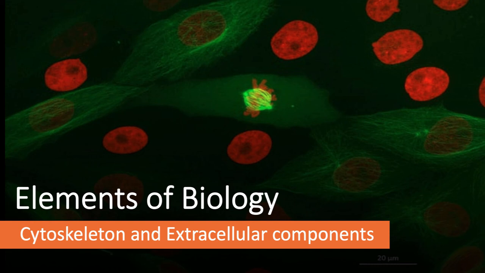In this presentation, we're going to look at the cytoskeleton, a network of proteins that provide support for cells and allow transport for materials within the cell. We'll also look at some components of cells that exist outside the cell membrane. This includes cell walls, the extracellular matrix, and junctions between the cells.